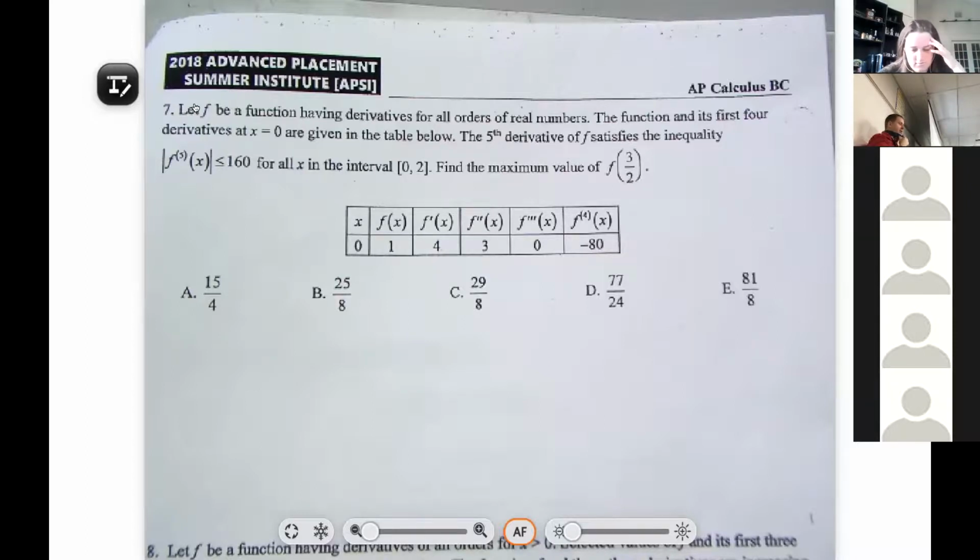Crazy, it's like 1, 4, 3, 0, negative 80. What a wacky polynomial.